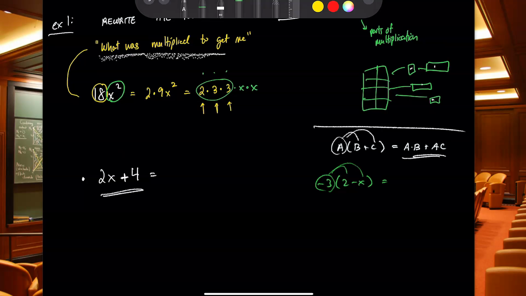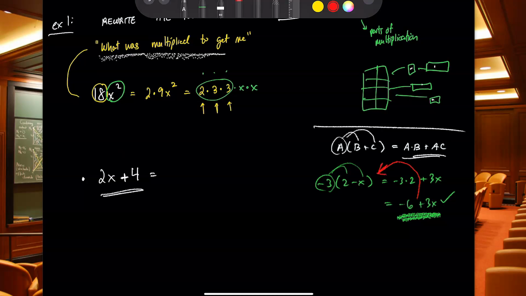This was negative 3 times negative 2, or negative 3 times positive 2, sorry. Negative 3 times a negative x gives us a positive 3x, and then we get a negative 6 plus 3x, right? So what we have here is an end result where it's been simplified, and we're asking, can we go the other direction to figure out where this came from?